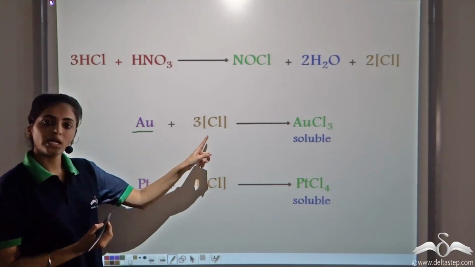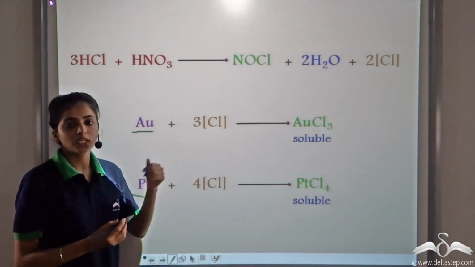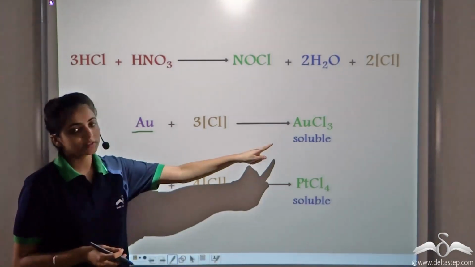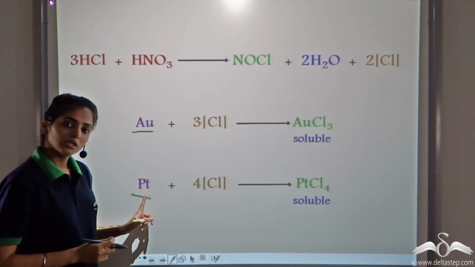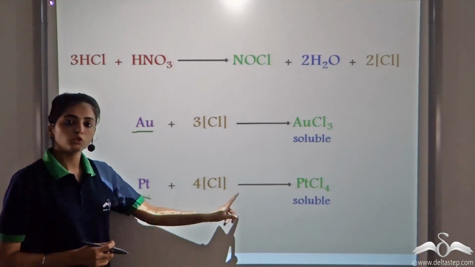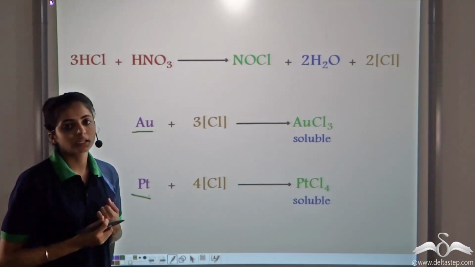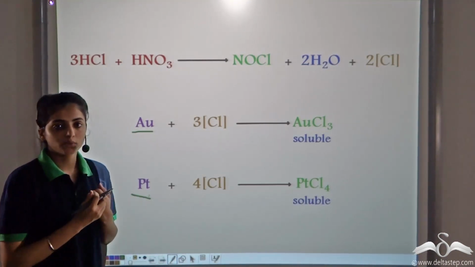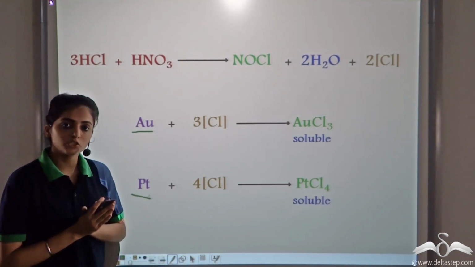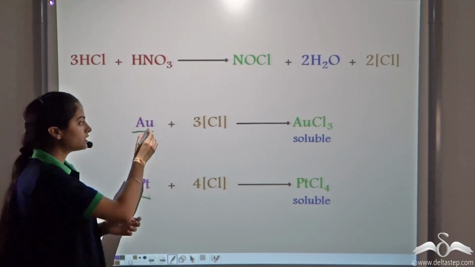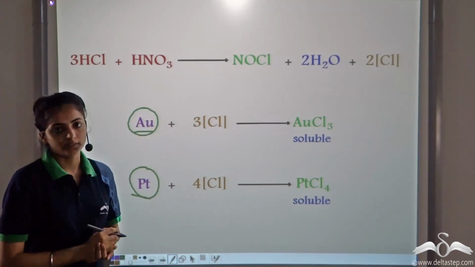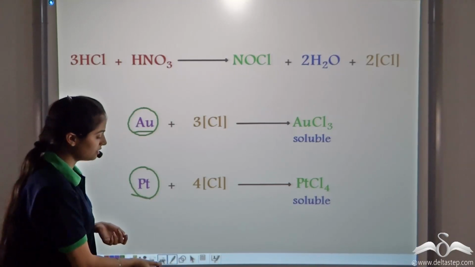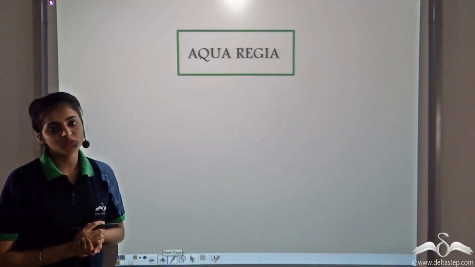So when gold reacts with nascent chlorine, it forms AuCl3, which dissolves in Aqua Regia as it is soluble. Similarly, platinum reacts with nascent chlorine to form PtCl4, which is again soluble. So this Aqua Regia is a very strong reagent. It can dissolve even the most unreactive elements like gold and platinum. So this is Aqua Regia, and this is how it is very useful.